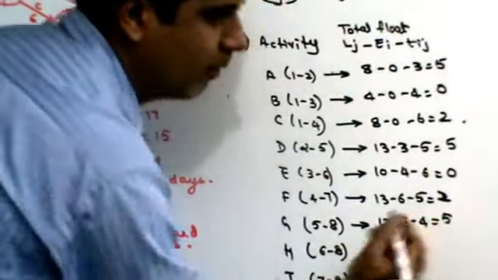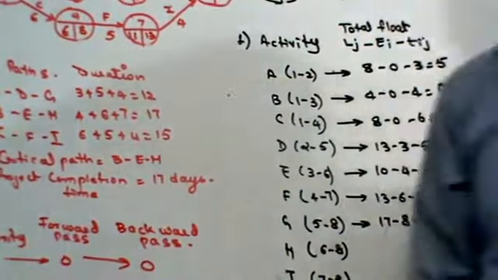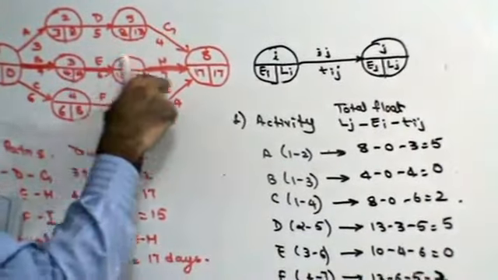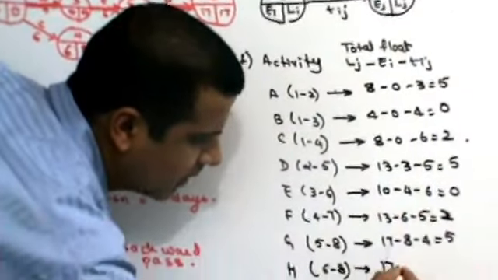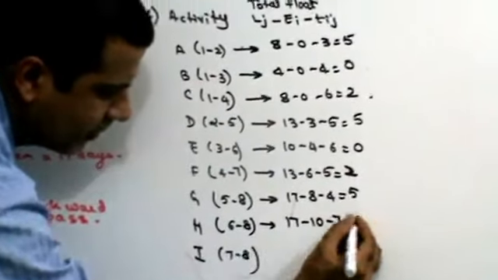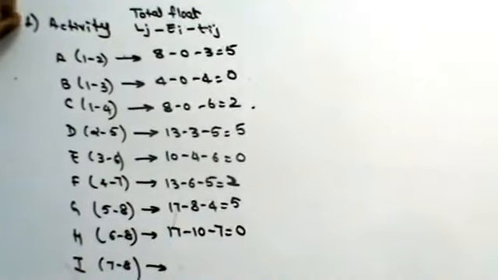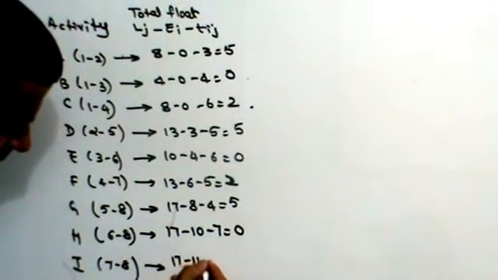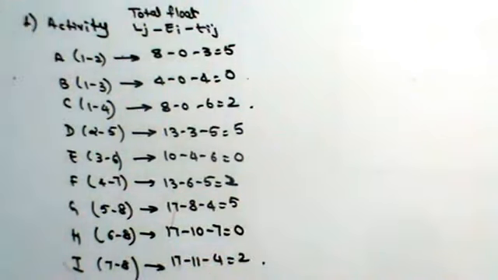That is 5. Fine, is this clear? For H it will be 17 minus 10 minus 7, 0. And for activity I, it will be 17 minus 11 minus 4, 2. So these are the number of days by which these activities can be delayed beyond their start time and yet you could complete your project in time. That is called total float.